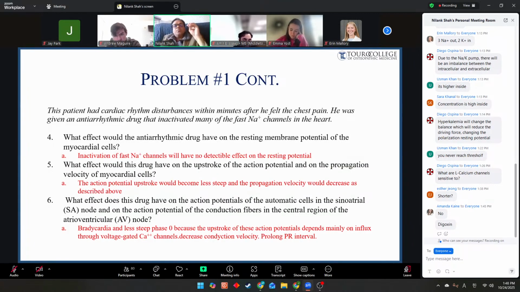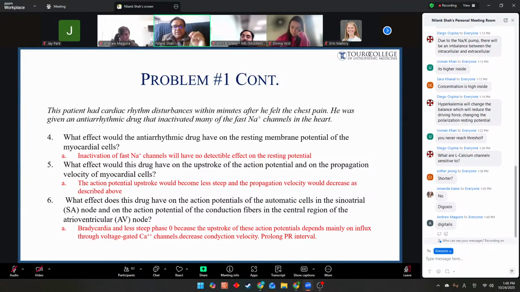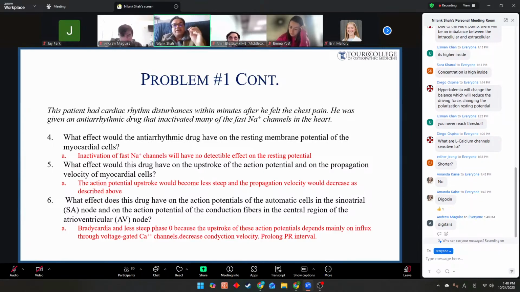One of the most common immediate complications after MI, myocardial infarction or heart attack, is ventricular tachycardia or ventricular fibrillation. And the drug of choice is what drug we use, that you learned in the first 2 weeks?